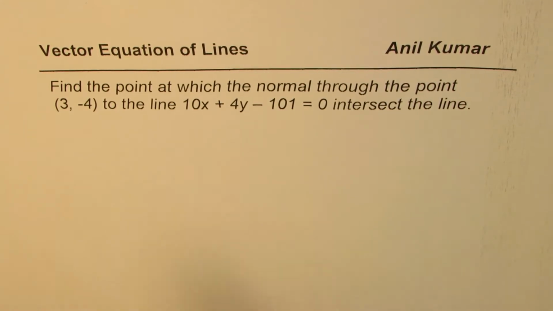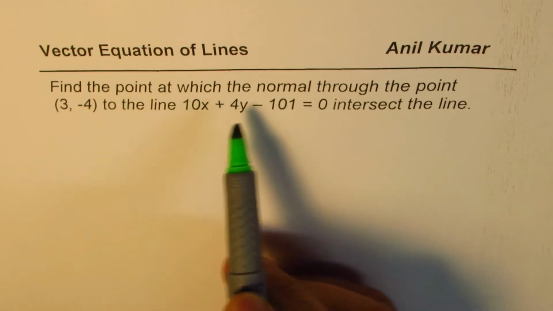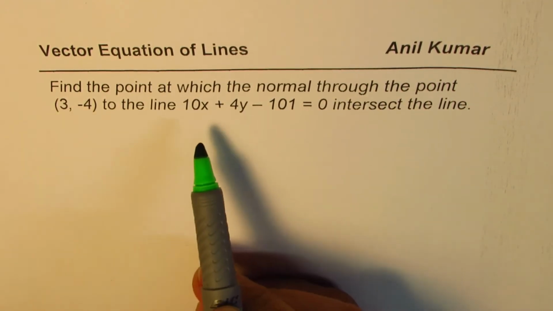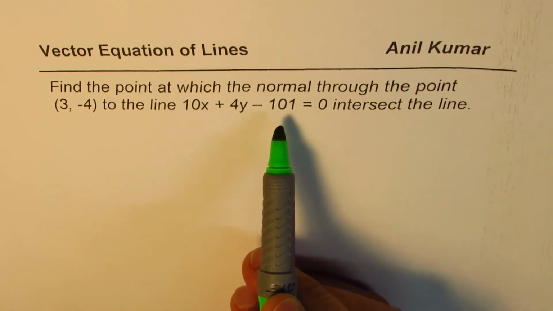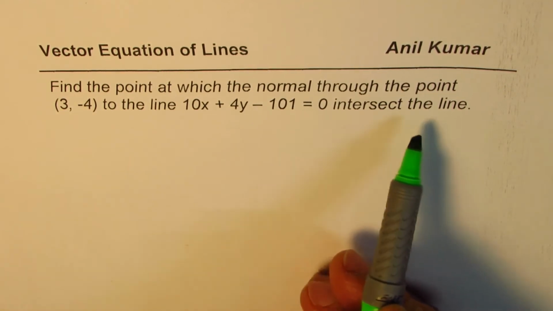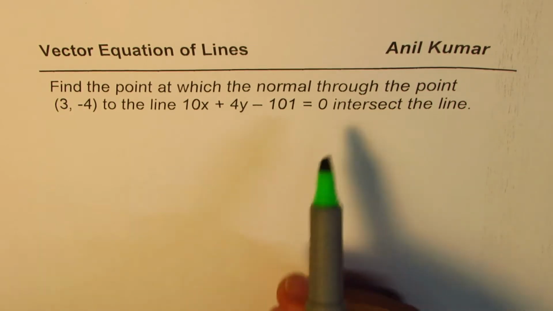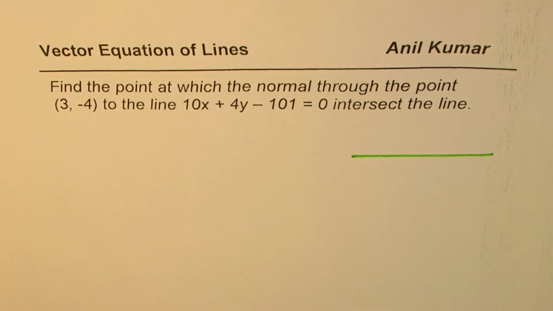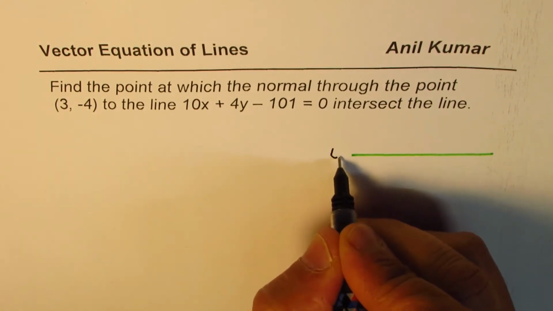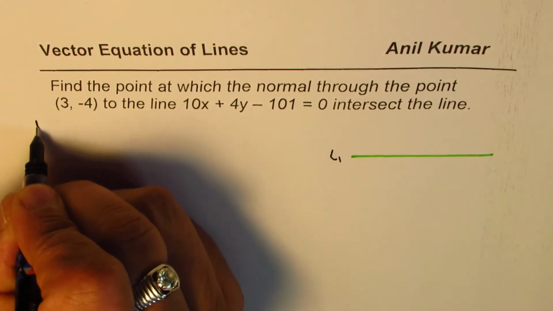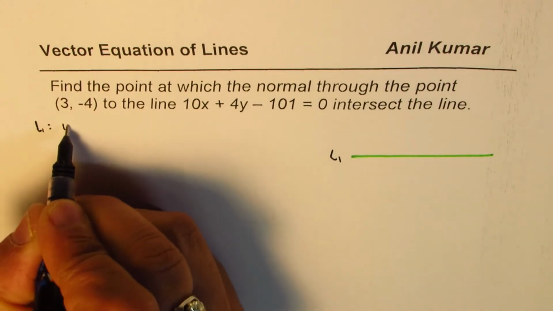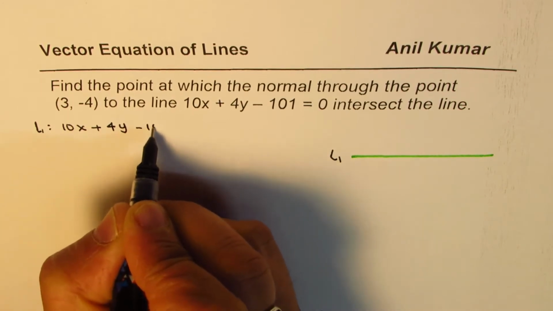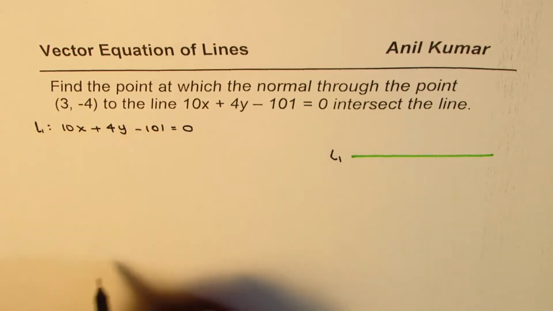The question here is, find the point at which the normal through the point (3, -4) to the line 10x + 4y - 101 = 0 intersects the line. To understand the question, we are given a line. This is the line given to us, whose equation is, let me write this equation, L1 is the line given to us, whose equation is 10x + 4y - 101 = 0.